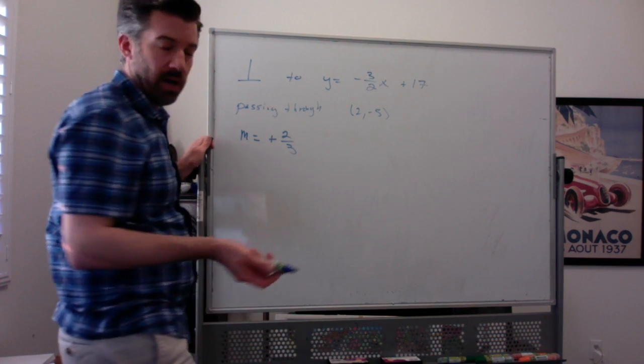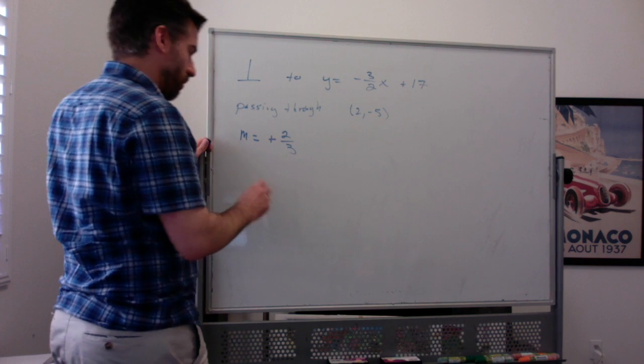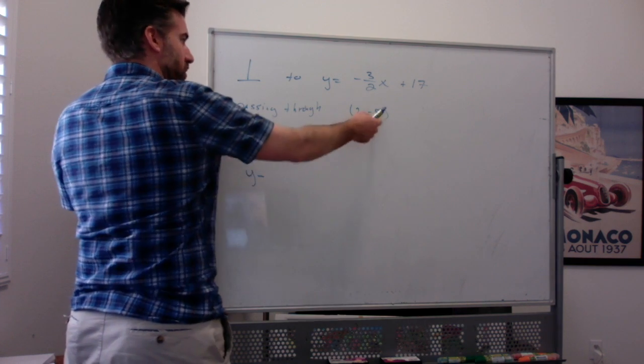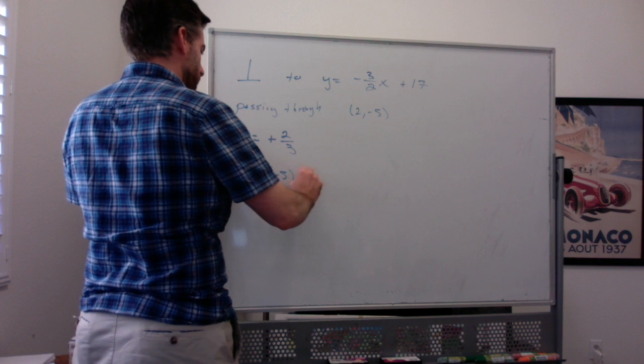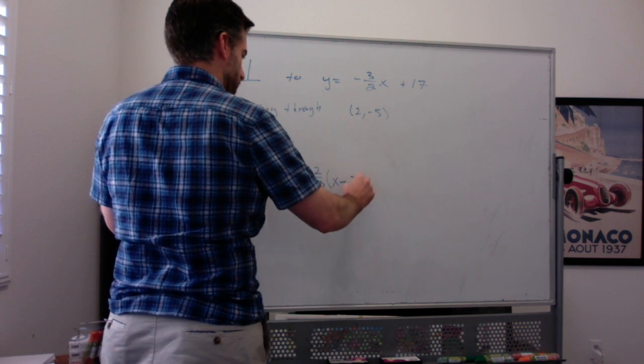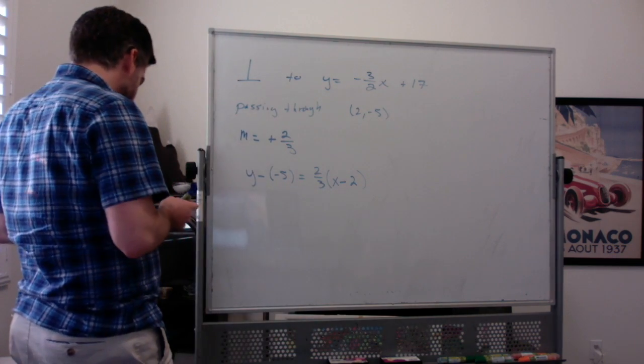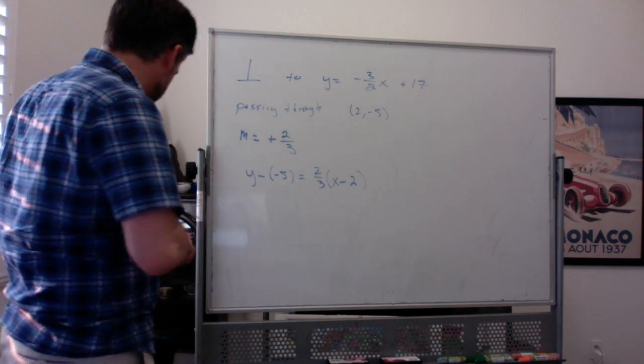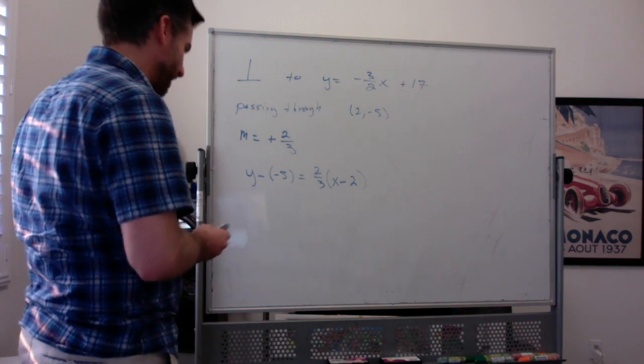So then we can use either way of doing it. I like the point slope form, so I'm going to do y minus the y coordinate equal to my slope times x minus the x coordinate. And some people will be fine with you leaving it this way. I normally would, but a lot of teachers want you to actually isolate y.